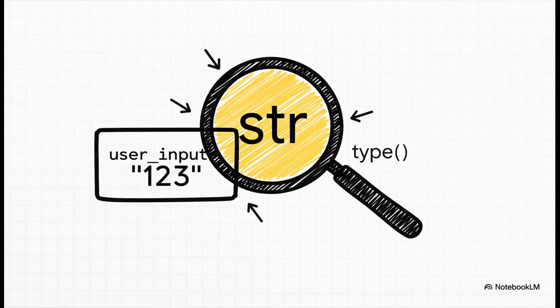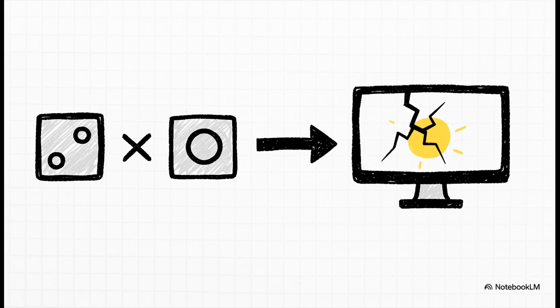And if you don't believe me, we can prove it. We use the type function to ask Python, hey, what kind of data is this? And look at the output. Class string. Confirmed. It's a string. So what happens when we try to do math with our new string? We try to multiply it by 10 and bam, type error. The program crashes. Python is telling you, I can't do multiplication on a piece of text. It makes no sense. We have to convert it first.